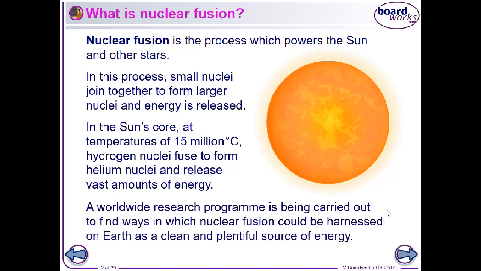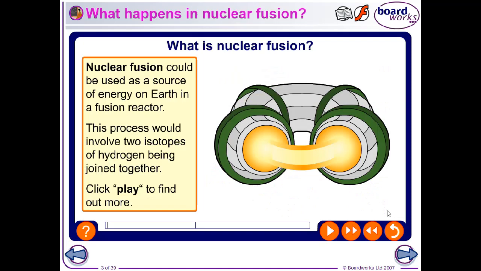This is what happens in stars, but we're also investigating and studying how we can get this process to happen here on Earth. And if we can do that, we should be able to harness the energy that's being released to produce electricity. So, how are we trying to get this to happen here on Earth? Okay, nuclear fusion, we could use it as an energy source to run power stations and produce electrical energy, and we would do that by joining hydrogen atoms together to make helium.